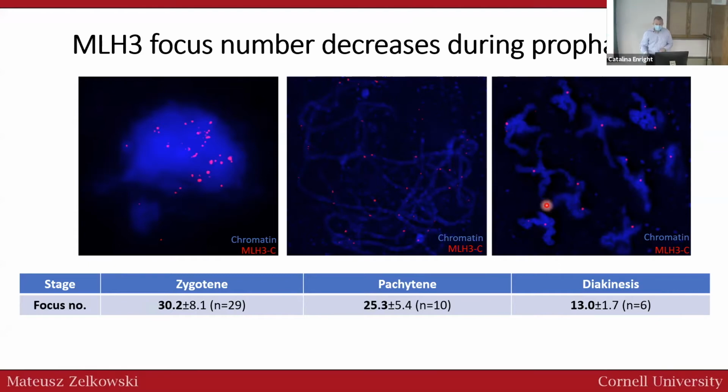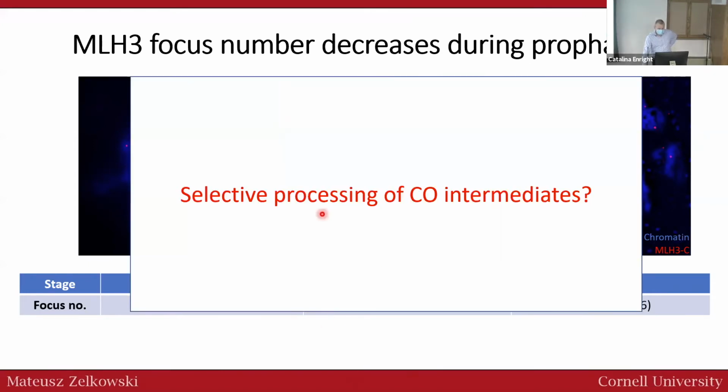And in diakinesis, what I was telling you about, this junction, this connection of the homologous chromosomes, these chiasmata sites are marked by MLH3. And what we can see is a selective processing of these crossover intermediates. I mean, what is happening? Why from 40 or 50 at the beginning of MLH3, do we have at the end only a few which mark exactly the crossovers?